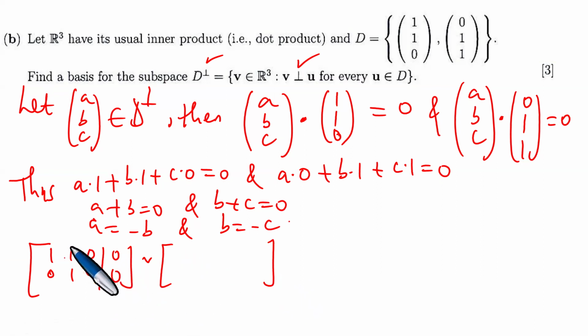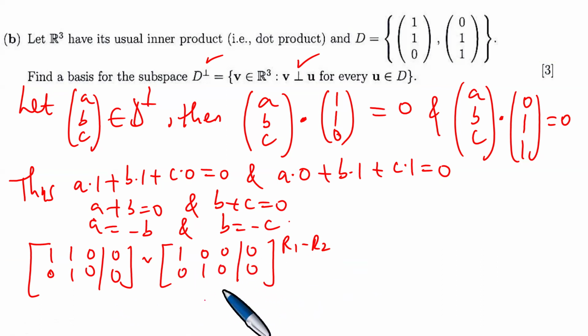Now we have this one. So we need to get what here? We need to get a 0 there. Row 1 minus row 2. 1, 0, 0, 0. 0, 1, 0, 0. Okay, so now this one is perfect. It's actually in reduced row echelon form. With that, we're able to continue and achieve the following, right?